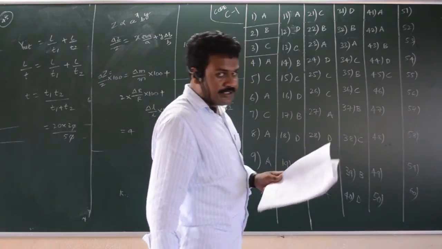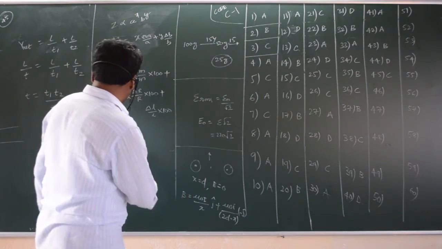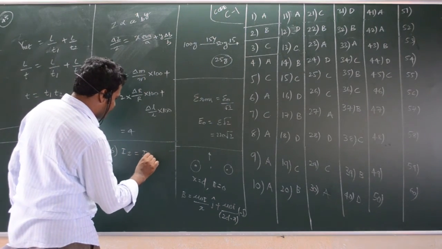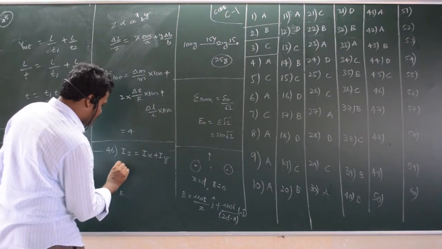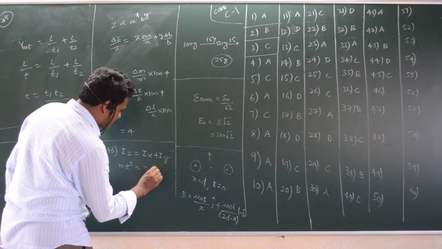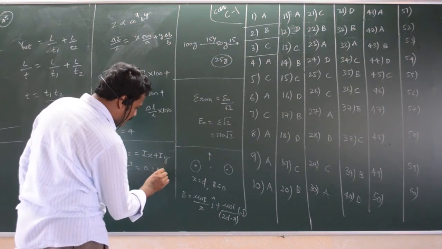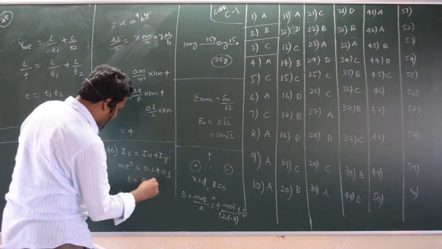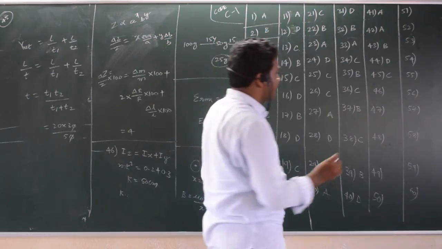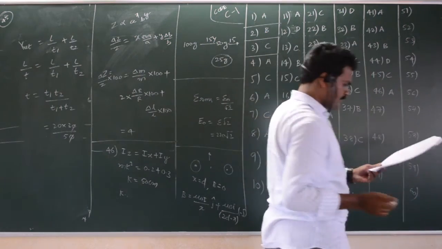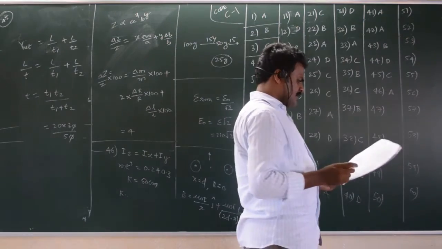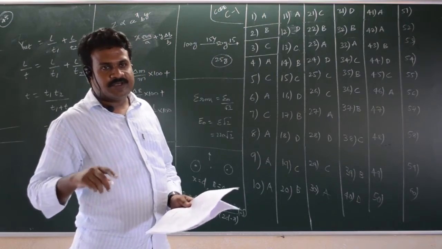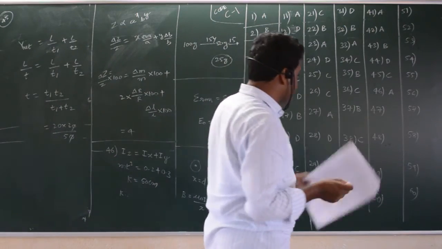Next, 46. Ix and Iy are given, and Iz is asked. Iz is equal to Ix plus Iy. This is Mk square is equal to 0.2 plus 0.3. Then calculate K, you will get 50 centimeters. So 46 you will get answer as A. 47: when a wire is revolving in a horizontal plane, tension always provides the centripetal force, so 47 will be A only.